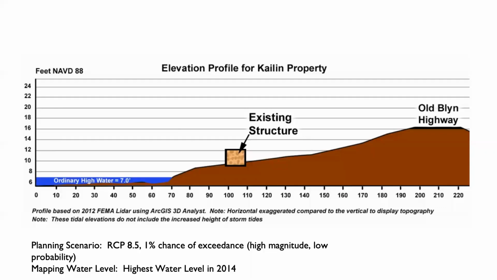And they also chose to focus on a high magnitude but low likelihood sea level rise scenario at a 1% chance of exceedance. And they were also interested in understanding the combination of sea level with extreme water level. So they chose an extreme water level event to map, which was the highest water level they experienced at this site in 2014. They started by drawing in blue the regular high tide on this profile. Next.